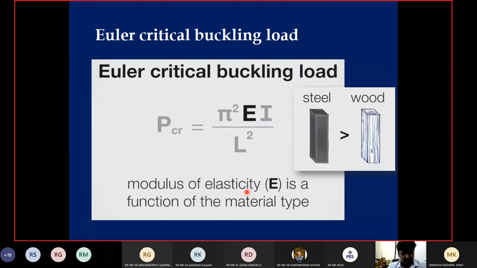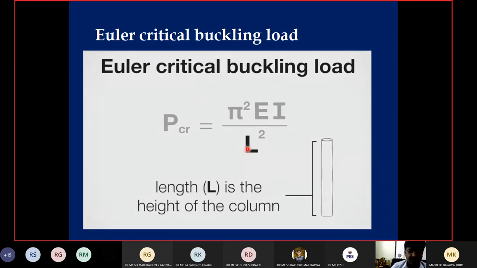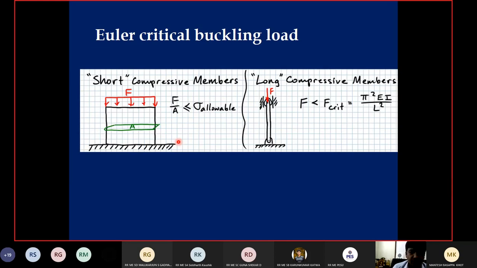Now, similarly, Euler's critical buckling load is also a function of I. This is what you would have read in the initial strength of materials. You have the hollow section and the solid section. You should know which of these is good in twisting, because of torsion, and you also know about the moment of inertia of these two. If you take a look at it, you will know which is going to take up much of the loading. Similarly, the length is in the denominator and is squared, so that is more sensitive, and it is going to affect the whole load carrying capacity of that particular structure. So you need to know this.